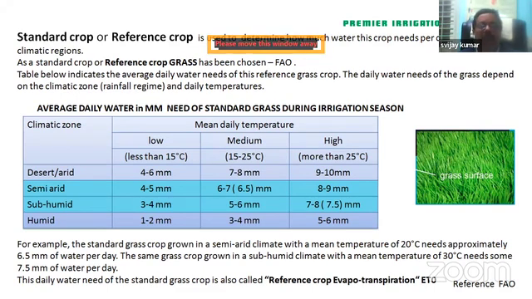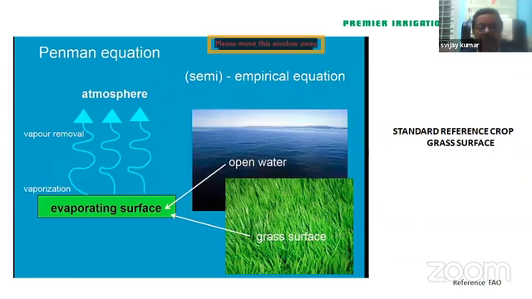Why do we need this reference crop? Because a grass surface is a totally covered area. So when we have to have a standard, we take it only from the grass surface as the standard, which is laid down by the FAO. So now you can understand. It's like an open water surface and a grass surface, and the evaporating surface, where the water is getting evaporated either by transpiration or evaporation from the surface. So the standard reference crop is grass.